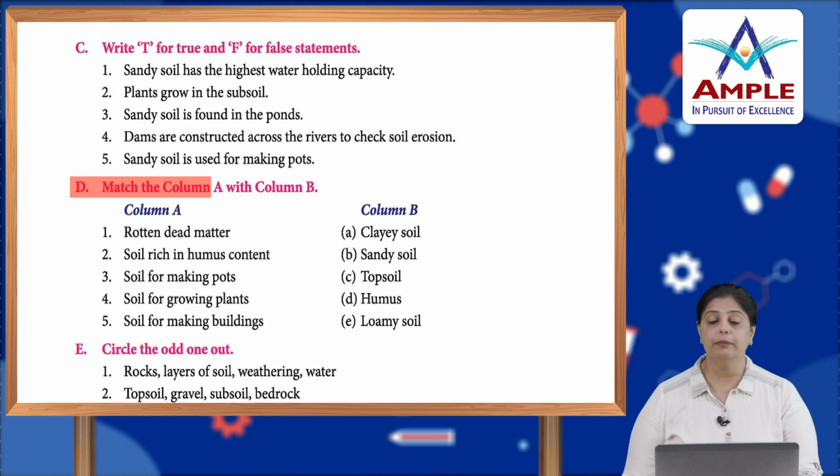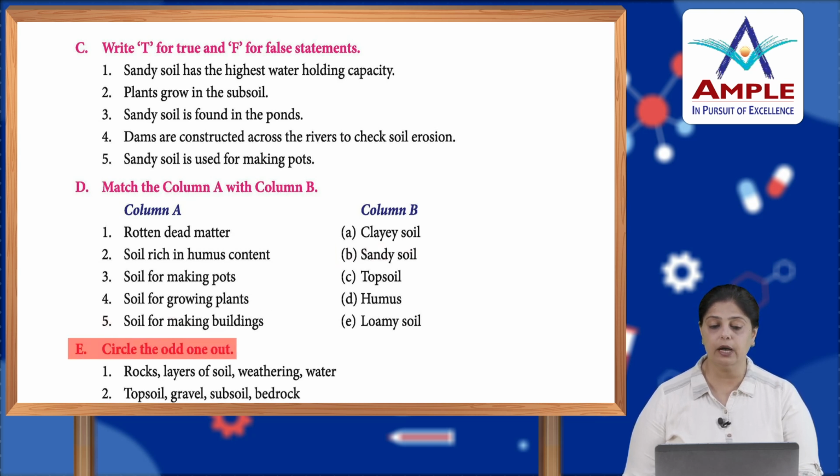Now, match the column. What is a rotten dead matter? It is humus. Soil rich in humus content is the topsoil. Soil for making pots? It is the clay soil. Soil for growing plants? It is the loamy soil. And soil for making buildings is sandy soil.